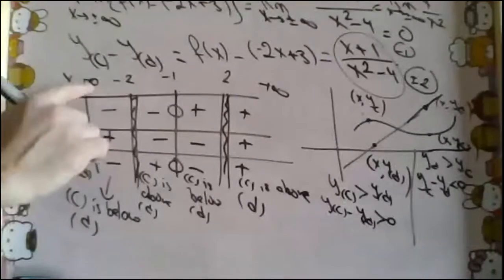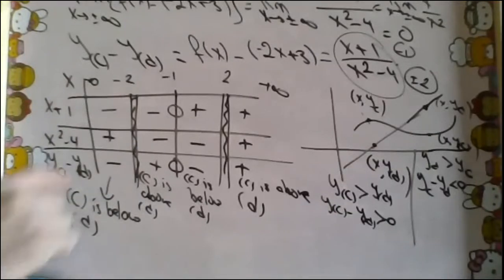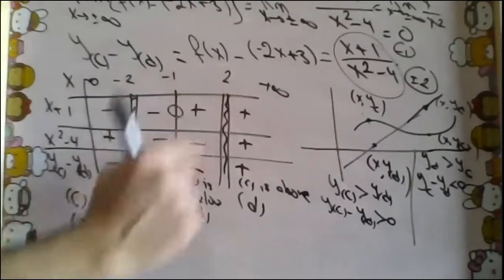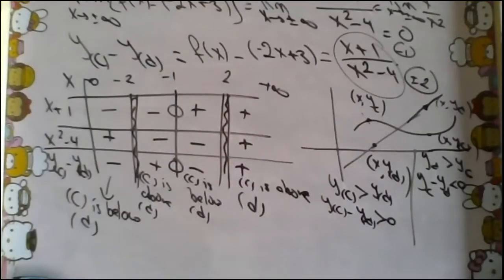So in this interval, negative infinity, negative 2, the curve is below the line. In this interval, negative 2, negative 1, the curve is above the line. Negative 1, 2, it's below. And 2 positive infinity, the curve is above.